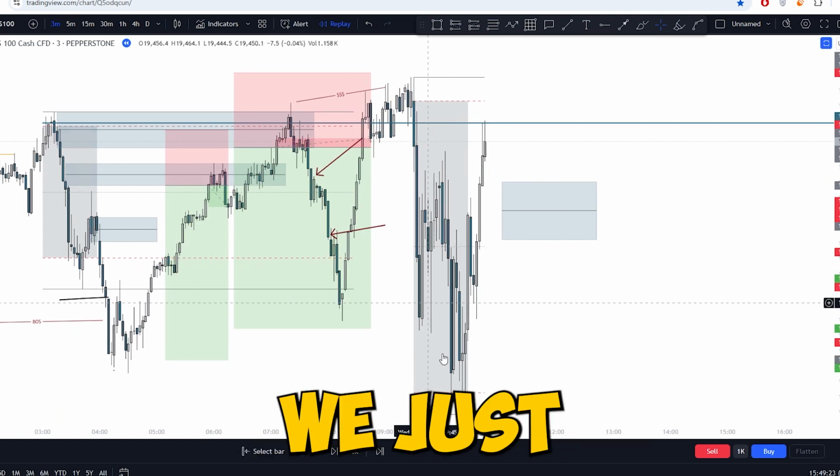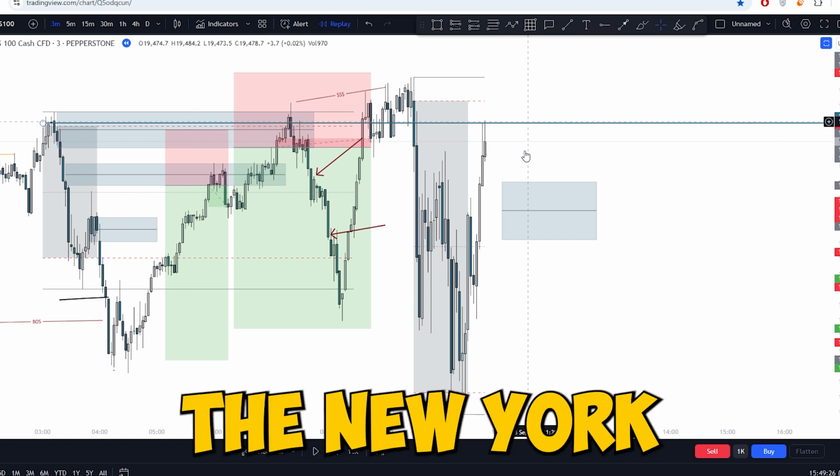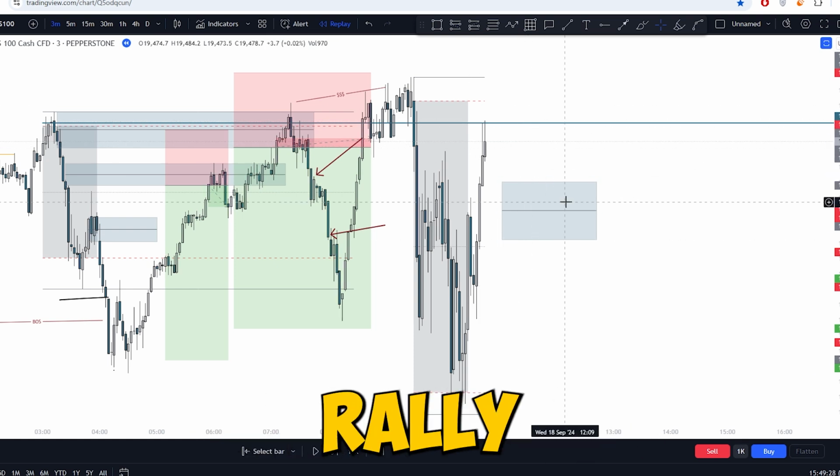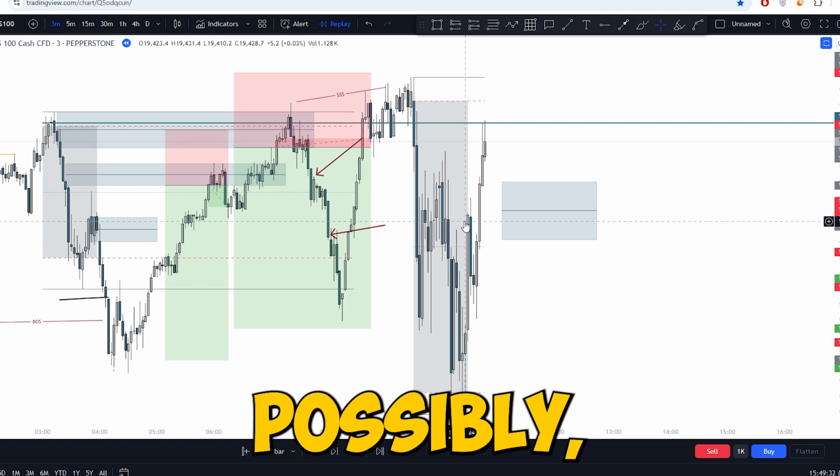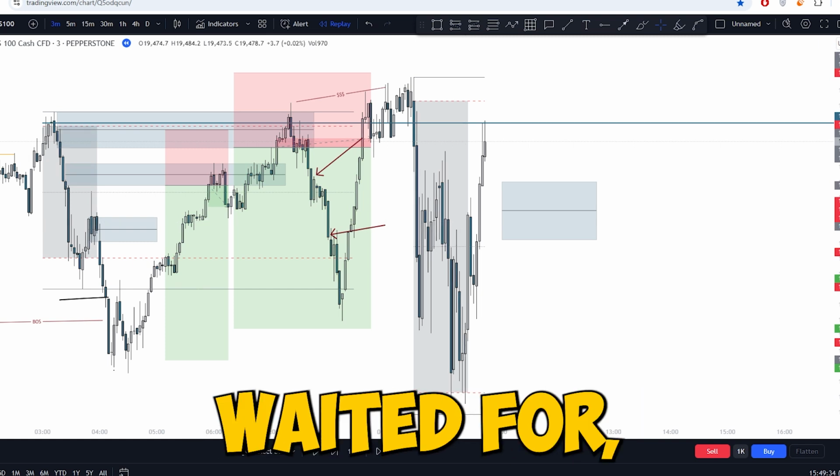Coming into the New York, just before the New York session, but if you're coming into the New York session, price still dropped to the downside, and then possibly came back up as we waited for the news. So that is my recap for the NAS trade.